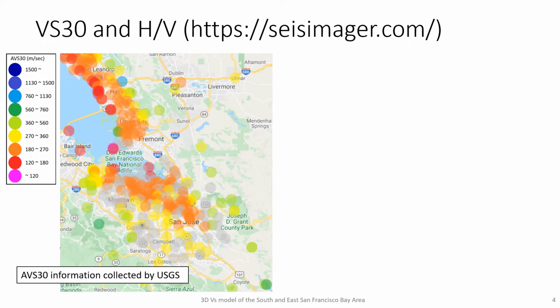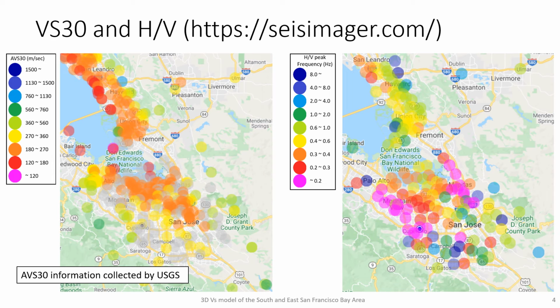Left-hand side is the VS30. It includes USGS database as well. The VS30 is about 150 meters per second along shoreline and increases in the landward direction. VS30 exceeds 300 meters per second at Coyote Hills and on the northeast side of the Hayward Fault and southwest side of the San Jose.